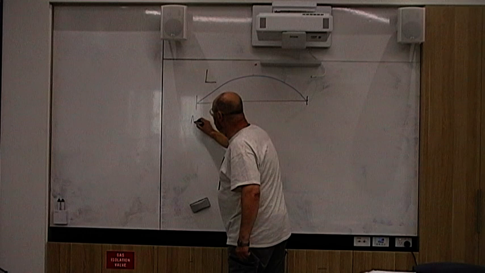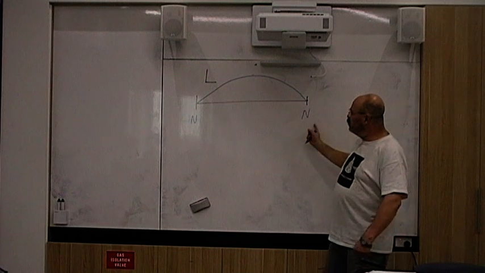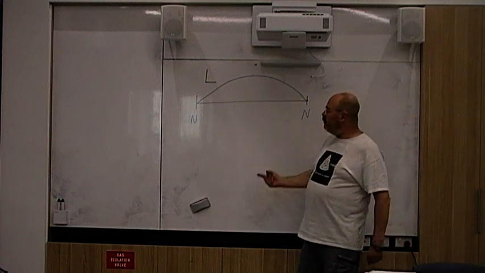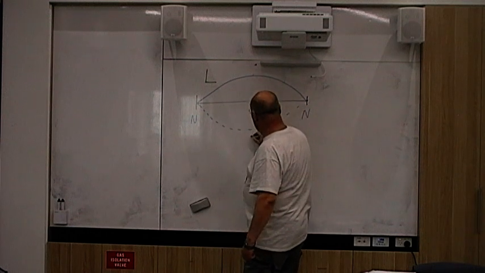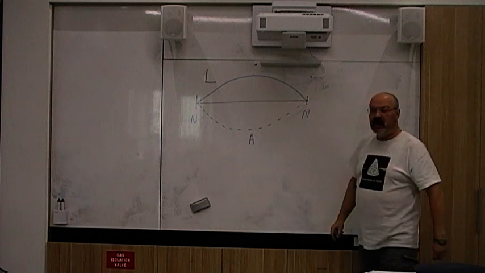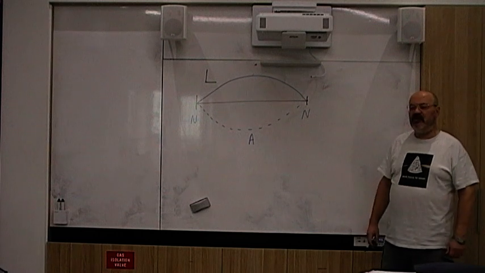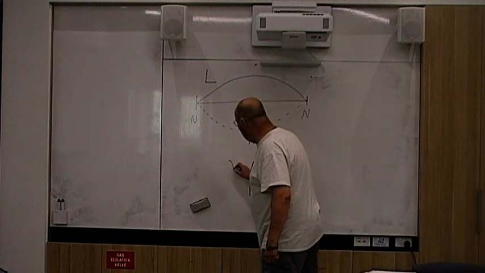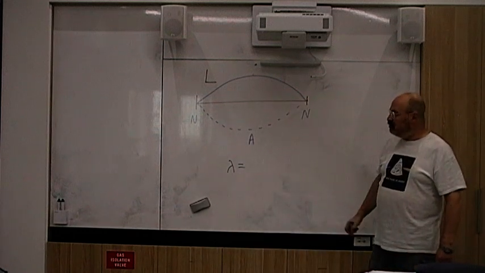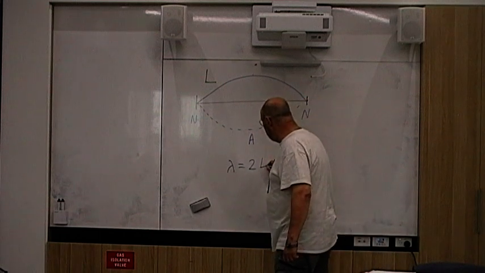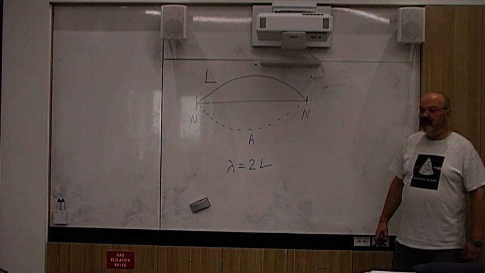Here we always will have a node, because those points cannot move, they are fixed. So it's always a node here, a node here, and we have one antinode where it oscillates at its maximum. So what is the relationship between the wavelength and the length of the string? The wavelength is double the length of the string, because this is half of the wavelength. Make sense?